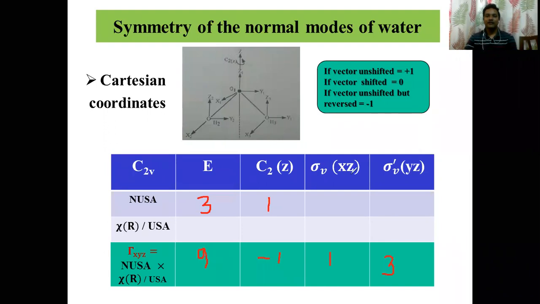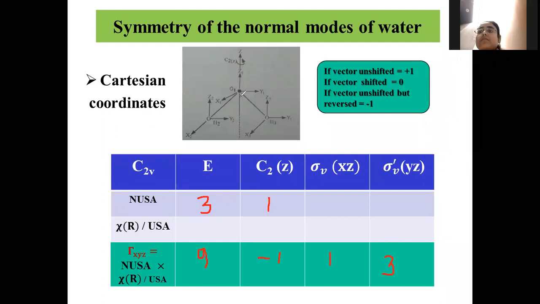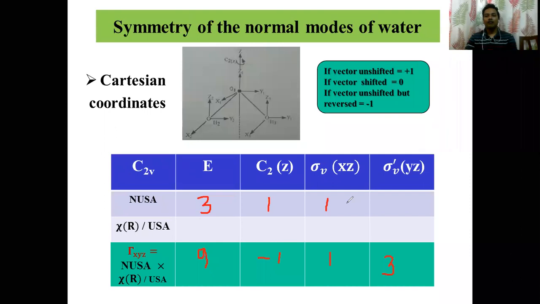For sigma v xz, if I do xz like this, then these two atoms, H2 and H3, are going to shift, and O1 is going to be unshifted, right? So therefore this is also going to be 1. Now if I do sigma v prime, that is yz, that means the plane of the computer or the plane of this paper, then all of them are going to be unshifted, right? So the number of unshifted atoms is going to be 3 there.